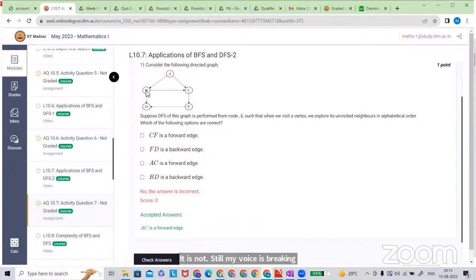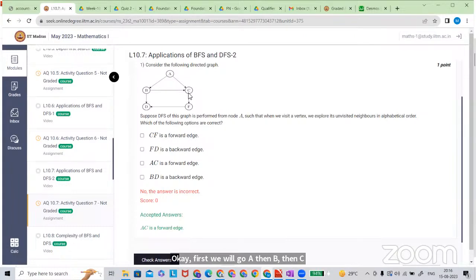So we have A and then B. It is saying we explore its unvisited neighbors in alphabetic order. It is meant to say first go with A, and then we'll go in the direction of B. Because from A we can go to C, but in alphabetic order we want B. So that's the meaning of going with the unvisited neighbor in alphabetic order. First we will go A, then B, then C, and then we need to go D, right?